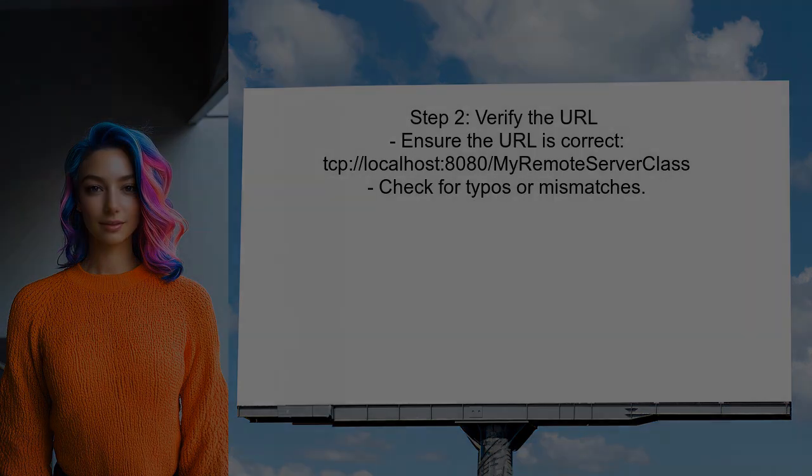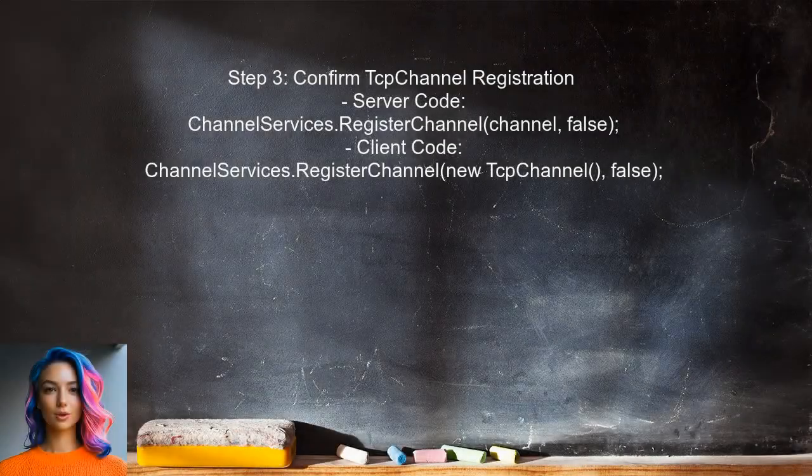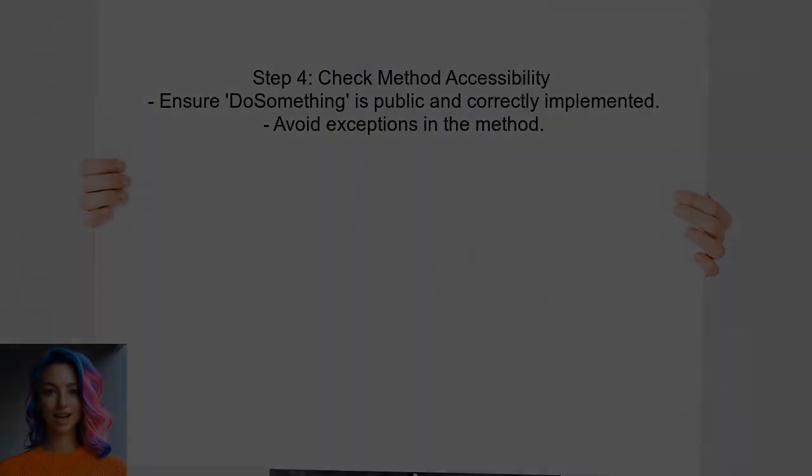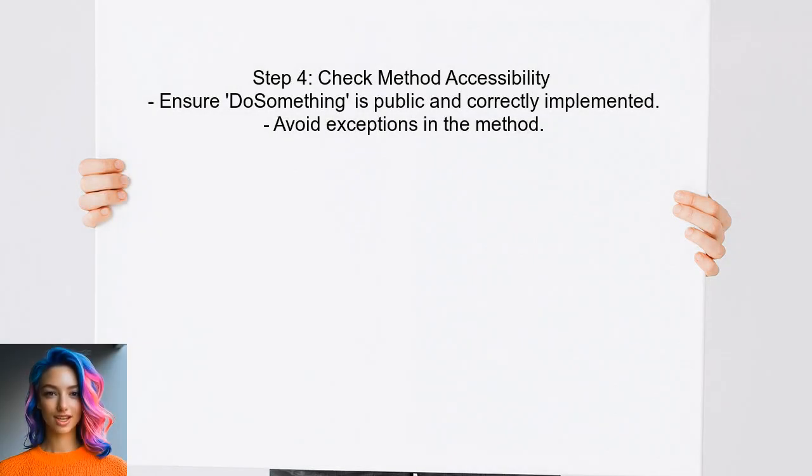localhost/myremoteserver class. The user should also confirm that the TCP channel is registered correctly in both the server and client applications. The server should register the channel before marshalling the object, and the client should register the channel before attempting to get the object. Additionally, the user should ensure that the doSomething method is accessible and that there are no issues with the method's implementation. The method should not throw exceptions that could prevent it from being called successfully.